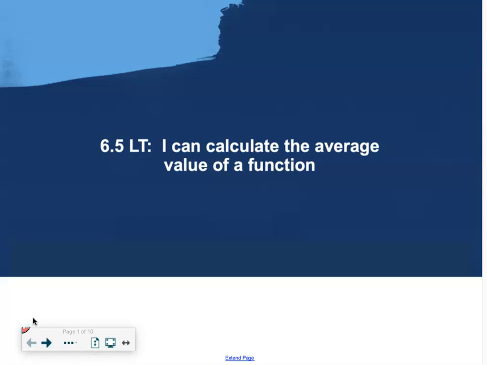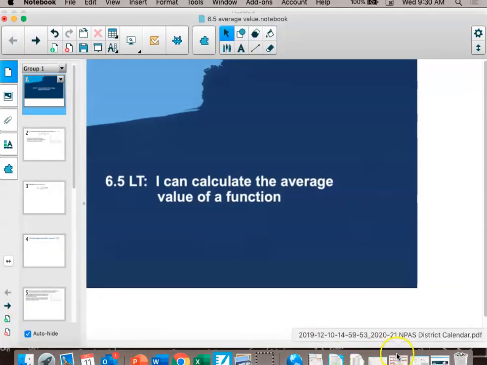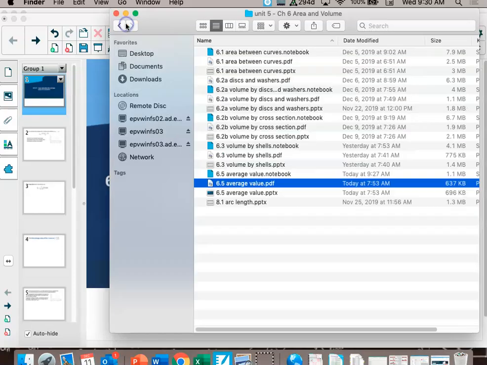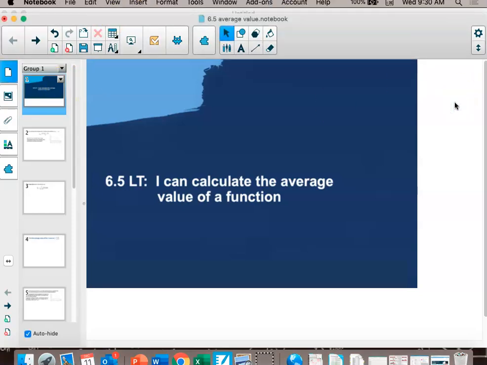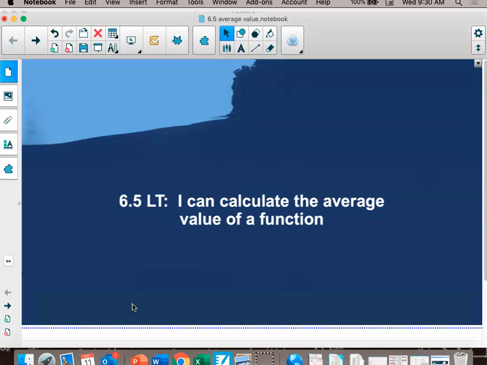So today we do 6.5, which is average value. Tomorrow we do 7.7, which is arc length. Wait, I'm getting all the sections mixed up now. You shouldn't have asked me, because now I got to look it all up. Let's see. Tomorrow we're doing 8.1, which is arc length. Okay. So today we do 6.5. Tomorrow we do 8.1. Then we're done with the unit.